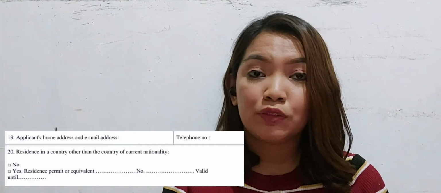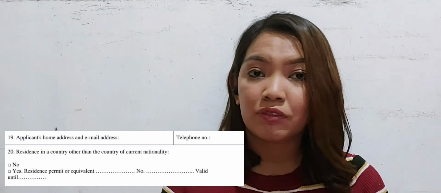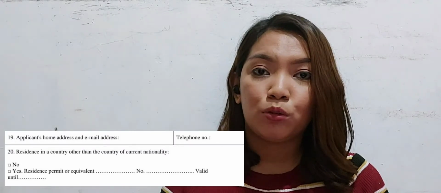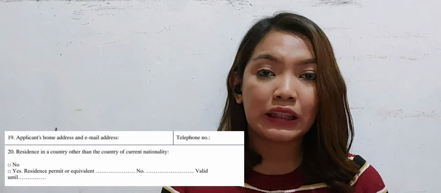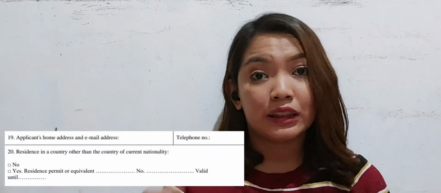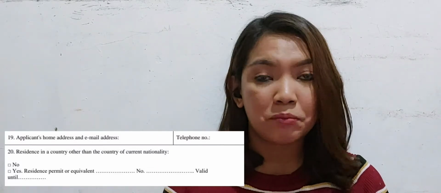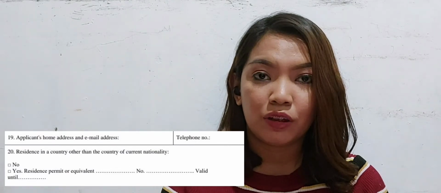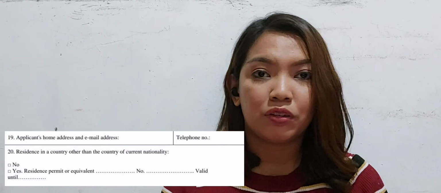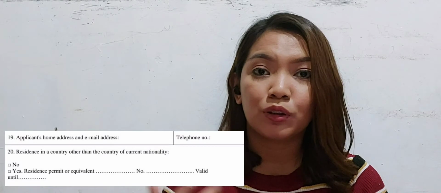Next, for number 19, it's going to ask for your home address and email address. As you can see, the box is very small, but you need to be able to make it fit. And if it doesn't, then you can write it down instead. In my case, I have a very long address and a long email address as well, so I had to write it down with a ball pen instead of having it printed because it just wouldn't fit. And then it's going to ask for your personal contact number.